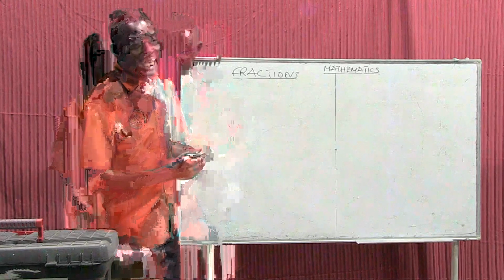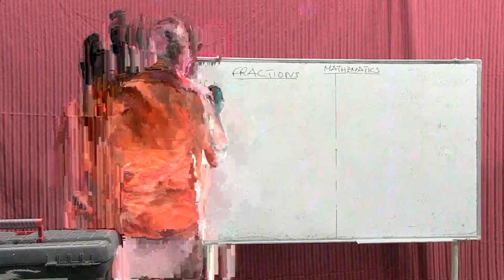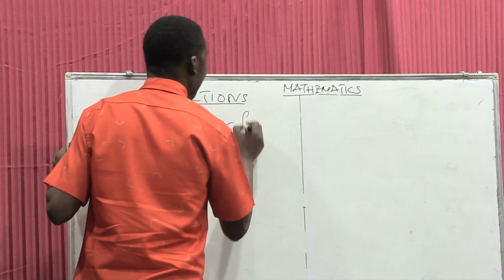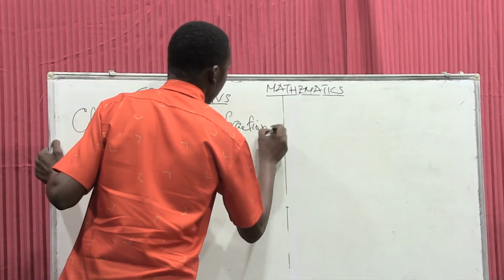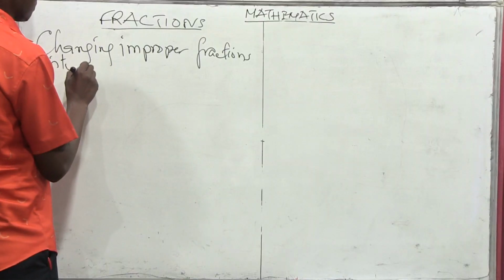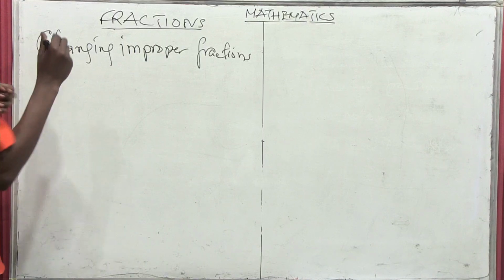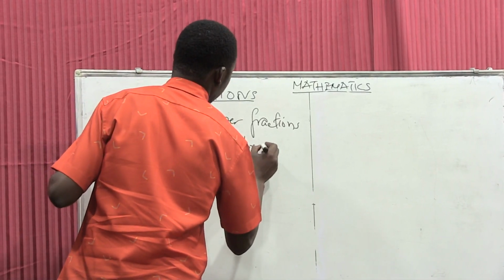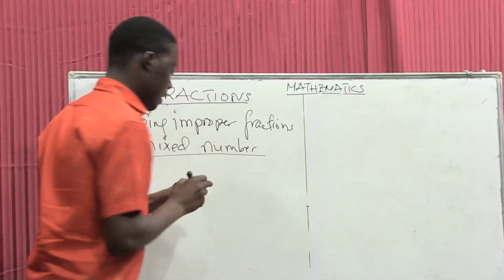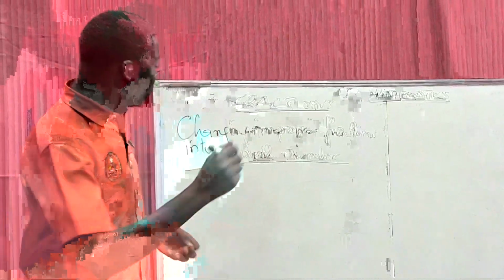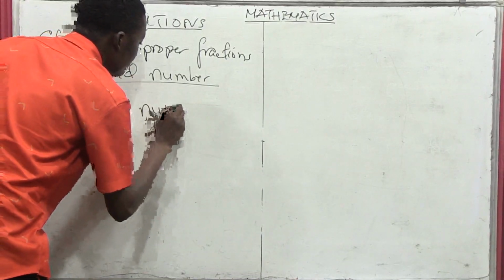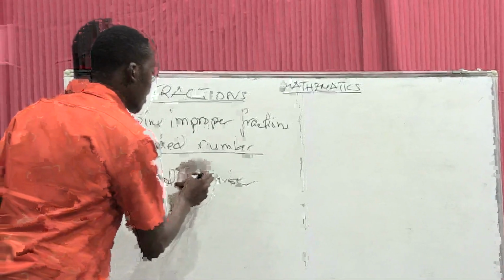We have another part: changing improper fraction into mixed number, or mixed number. First of all, what is a mixed number?